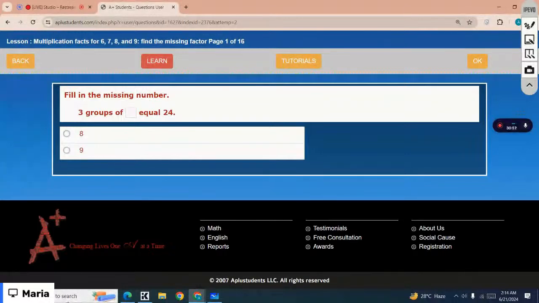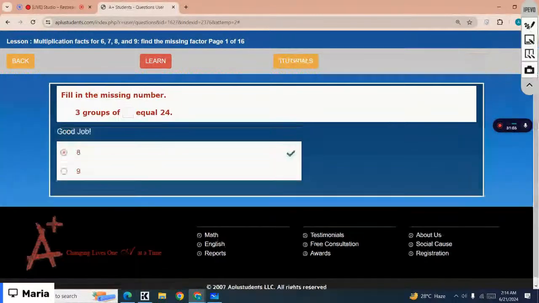You have to find 3 times what number is 24. Count a table of 3 until you have the answer 24. Yes, very good. The correct option is 3 times 8 is 24. 3 times 9 is not 24. 3 times 8 is 24.